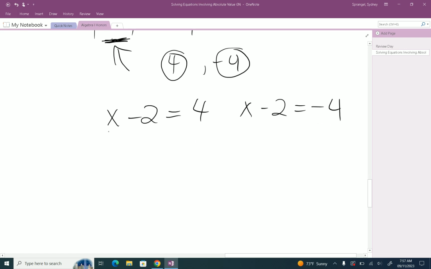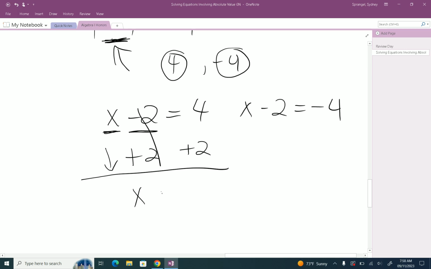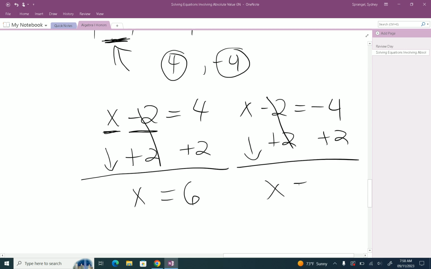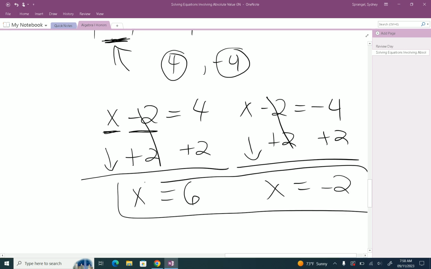So to isolate x over here, I've got x being subtracted by 2. So I'm going to add 2 to do the opposite. Those are going to cancel. I bring my x down. 4 plus 2 is 6, so one answer is 6. And then I'll do the same thing here. I'll add 2. Those cancel. Bring my x down. And negative 4 plus 2 is negative 2. So these are my 2 answers.